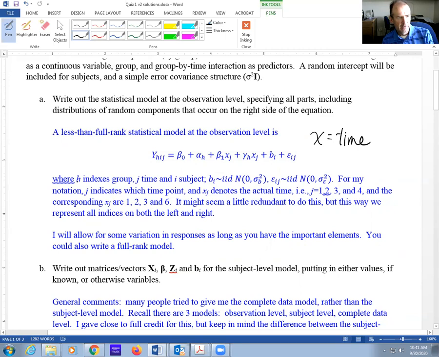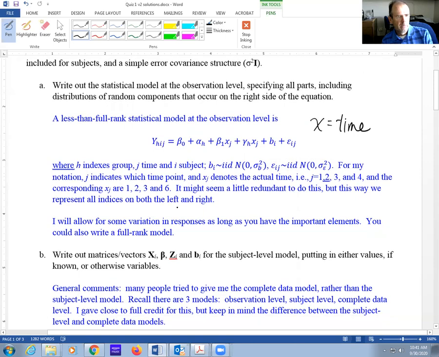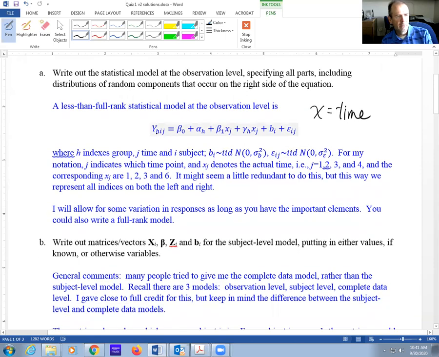As far as indicators, in this case, I use h for group, j for time, i for subject. If we have x sub j, that's going to be the actual time, whereas the indicator j is going to be the first measurement, second, and so forth. So j would go 1, 2, 3, 4, but the actual times x_j associated with those would be 1, 2, 3, and 6. The biggest thing is that whatever indicators you introduce on the left, you should see on the right somewhere, and vice versa. I wrote a less than full rank model, and I think most people actually wrote less than full rank models here.